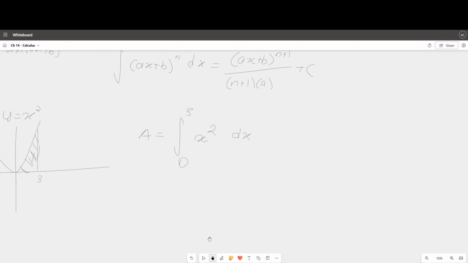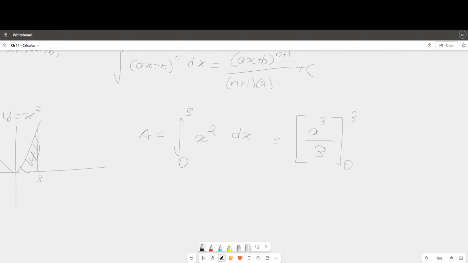So let's integrate x squared. We use our power rule, x to the power of 2 plus 1, 3, divided by the same 3, and then we put square brackets here. Now in definite integration we can omit the plus c because it'll actually get cancelled.